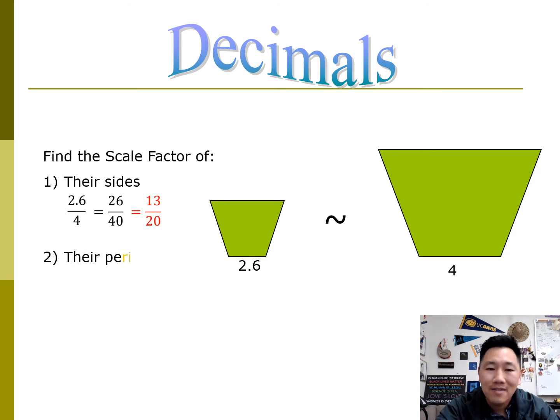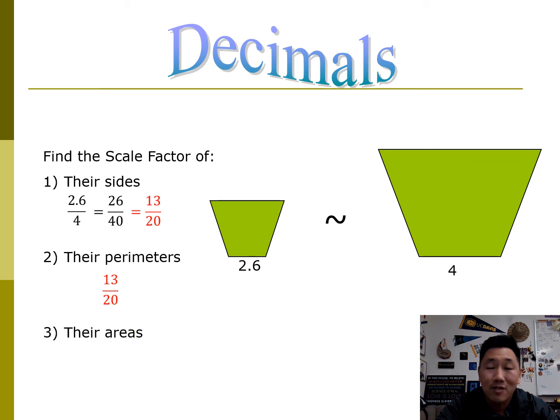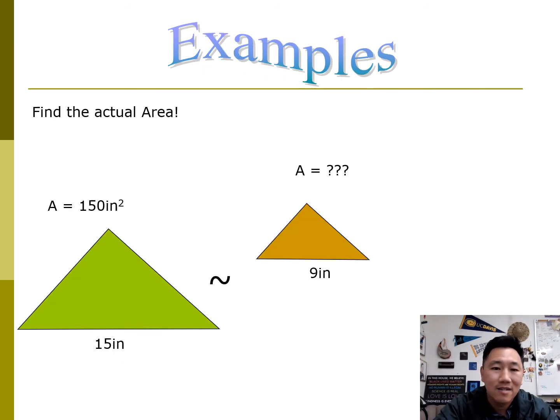The scale factor for the perimeter is also 13 over 20. Perimeter is always the same. But the scale factor for the area, you have to square those numbers. 169 over 400. All right.